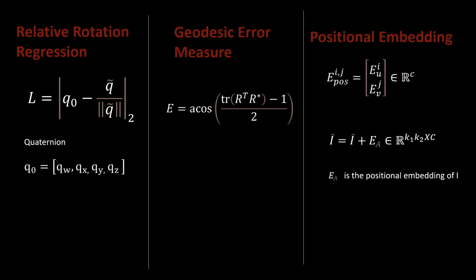We also use position embedding in the activation maps. We assign a learned encoding to preserve the spatial information of each location. To reduce the number of parameters, two one-dimensional encodings are learned separately for the x and y axes. Specifically, for an activation map, we define the sets of position embedding vectors EU and EV such that spatial position ij is encoded by concatenating the two corresponding embedding vectors. EA is the positional embedding of I.